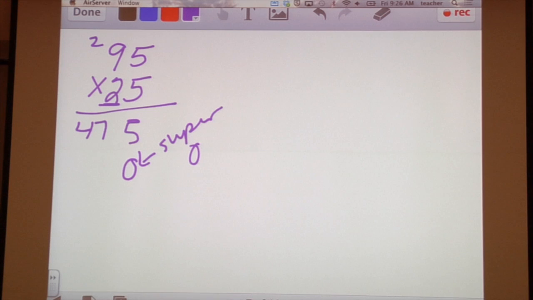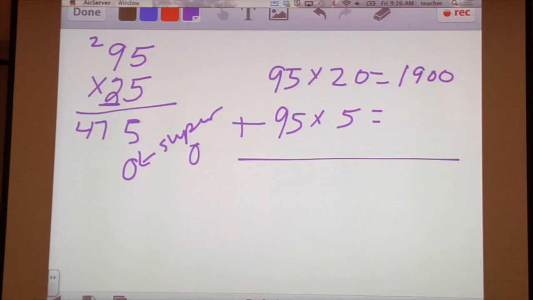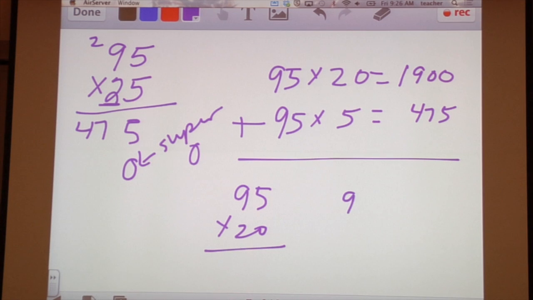You also may see 95 times 20 and 95 times 5, and then adding them. So you may see these as 2 separate problems, partial products. The 95 times 20 we would find first, and that's 1900. And then the 95 times 5, and that's 475. And they may write those like this, and like this.